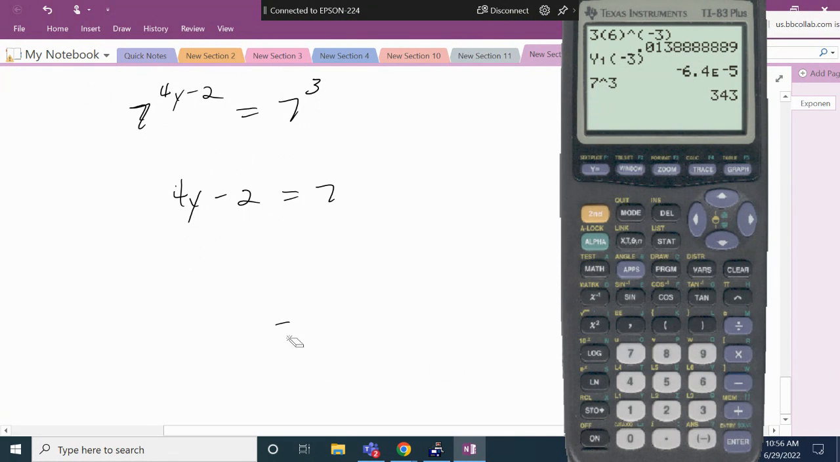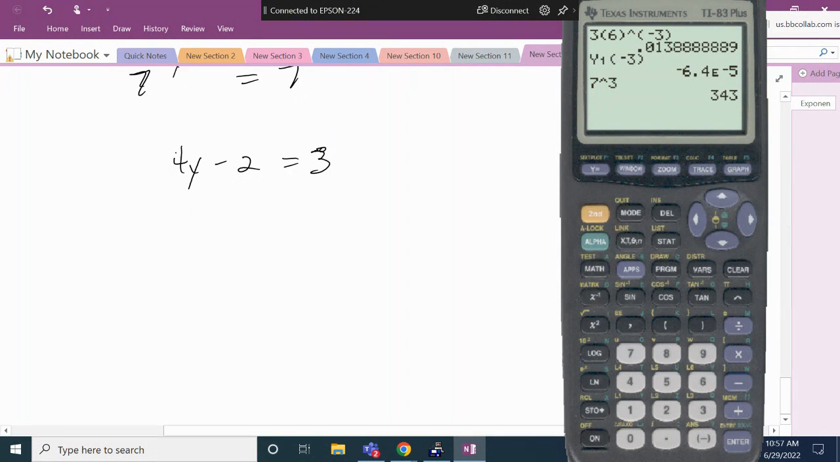And I'm going to make a slight correction. I did something wrong here. On the right hand side, that should actually be a 3 because I dropped my base, right? So that's 4y minus 2 is equal to 7 to the 3rd power. So I'm going to drop my base, which is 7. So this should equal 3. All right. So I'm going to add 2 to both sides. 4y is equal to 5. Divide by 4, so y is equal to 5/4. So if you're ever unsure about your answer, you can check.